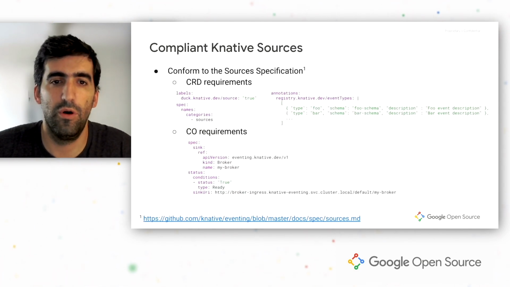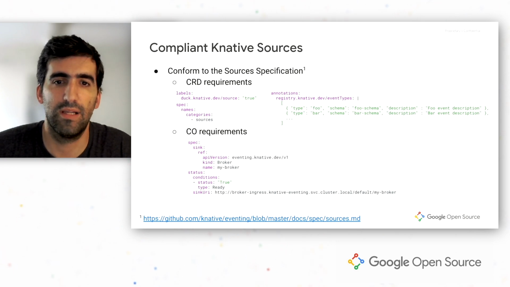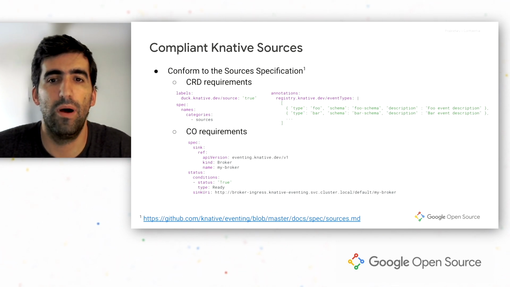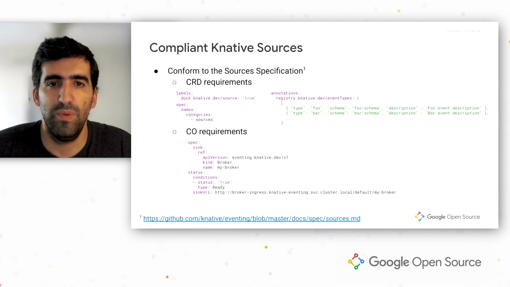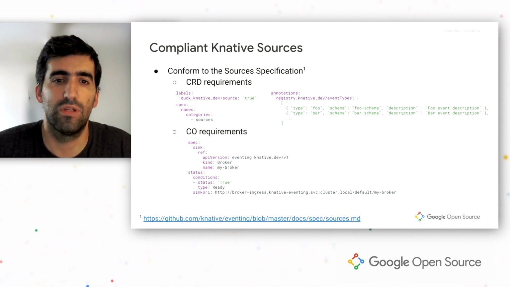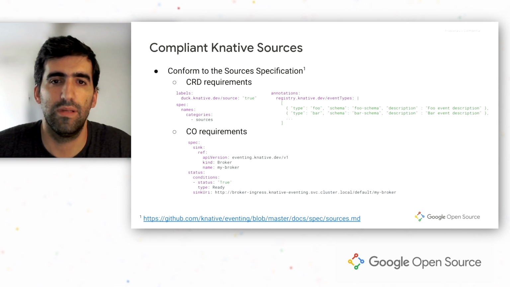Having introduced the operator model and the source duck type, we'll now talk a little bit about what it means to be a compliant Knative source. In order to be a compliant Knative source, you need to conform to the source specification. We added a link here for your reference. Roughly speaking, the spec talks about CRD-level requirements and custom object-level requirements.